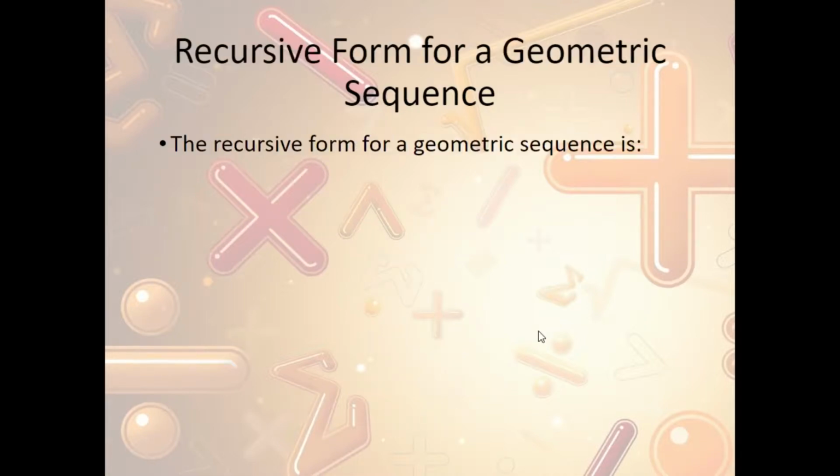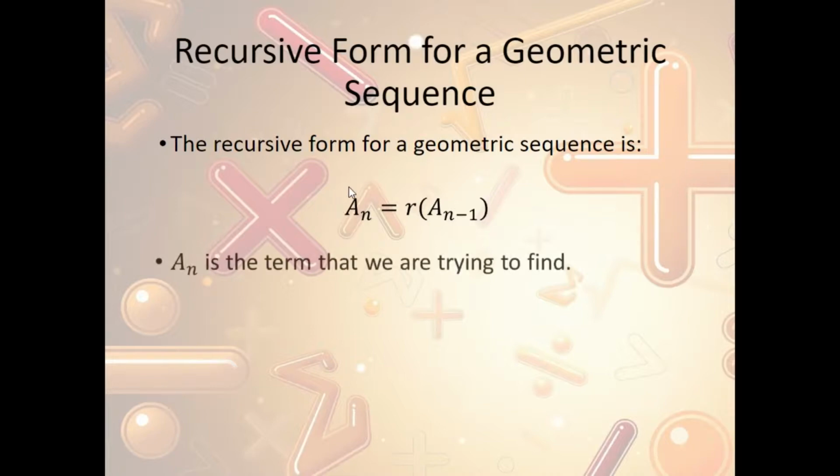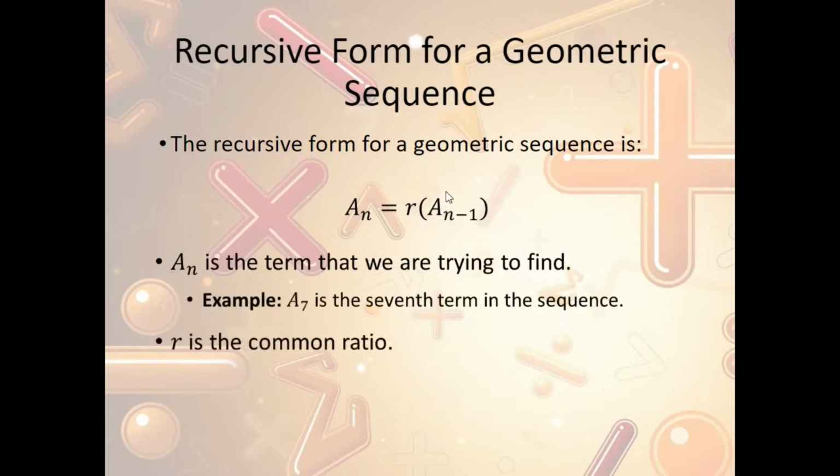Now let's take a look at the recursive form for a geometric sequence. So that follows this pattern. AN is equal to R times A to the n minus 1. Now, what we're really saying here is the term we're trying to find is equal to the common ratio times the previous term.